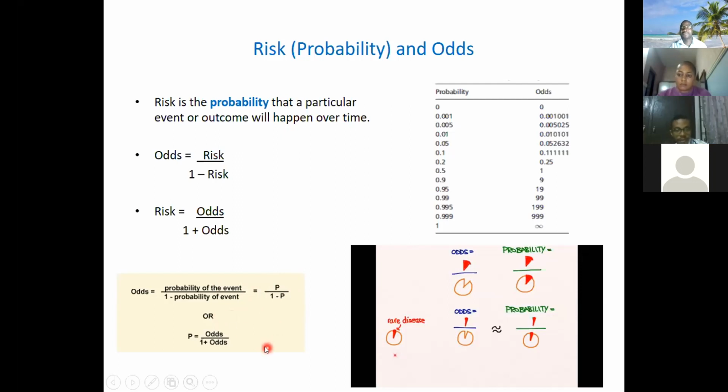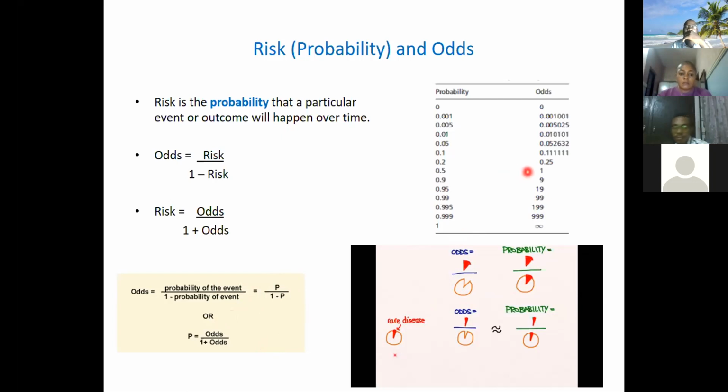Does it make sense? Now, before we move further, you will see probability is between 0 and 1. It cannot be less than 0, cannot be more than 1. So the probability cannot have a negative value, and it cannot be more than 1. Now, the odd is from 0 to infinity.